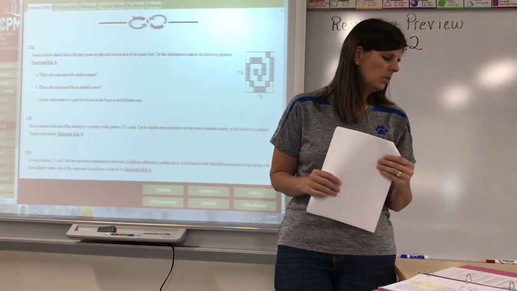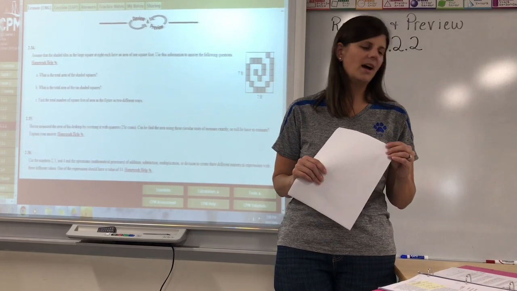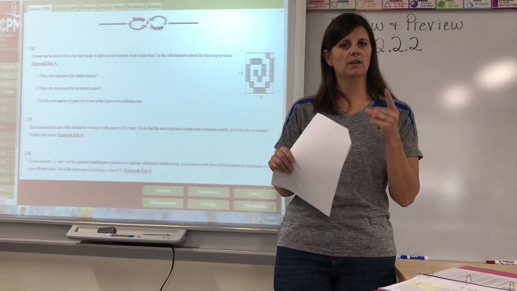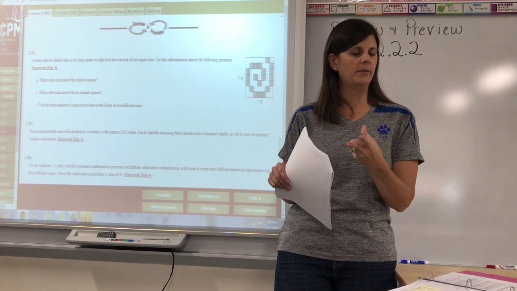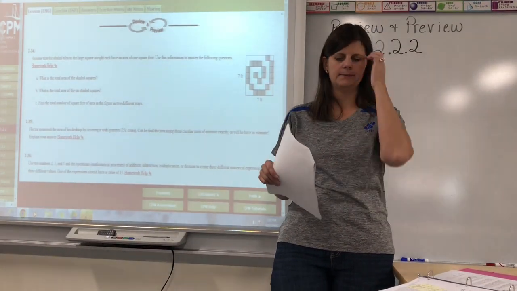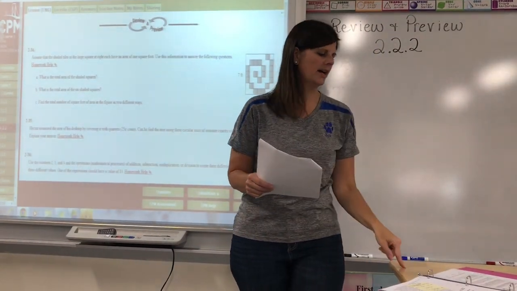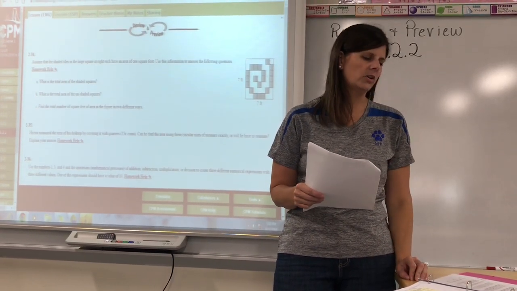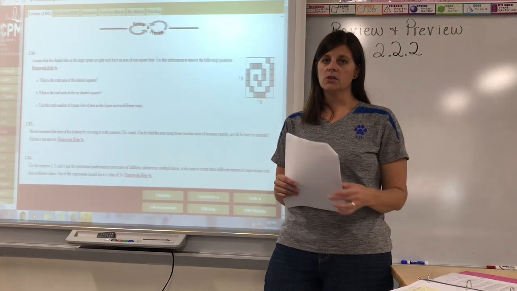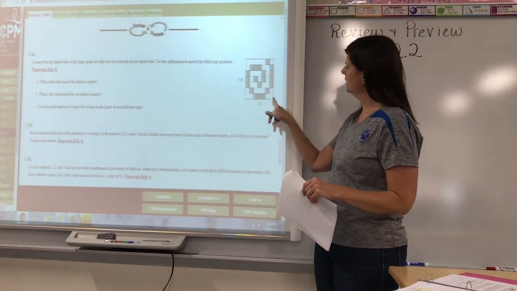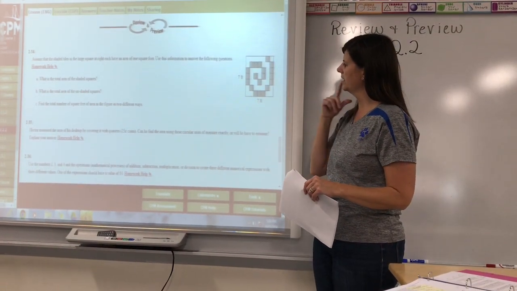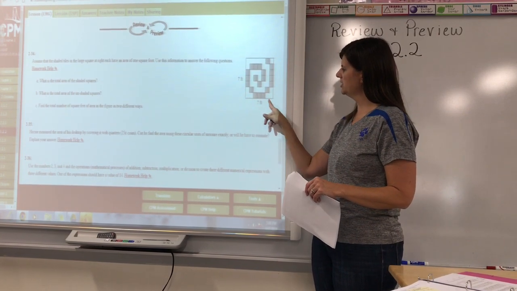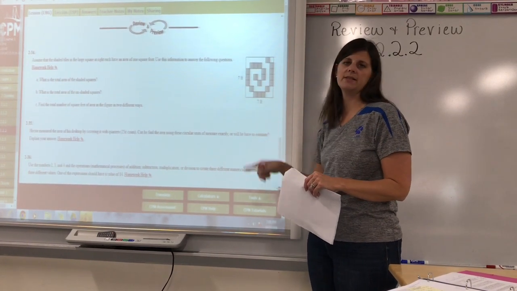For part B, what is the total area of the unshaded squares? Give me a value, give me a label that's appropriate here for part B. Part C then asks you to find the total number of square feet of area in the figure in 2 different ways. So first of all, they're asking you for the area of this whole thing together right here. And we can see that the dimensions of the whole thing are 7 feet by 7 feet.